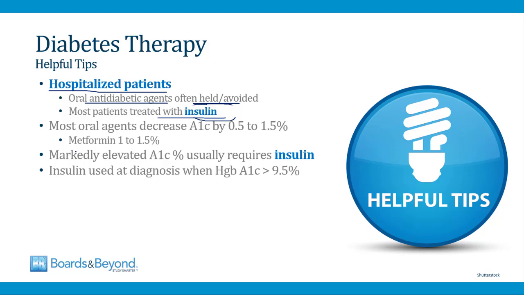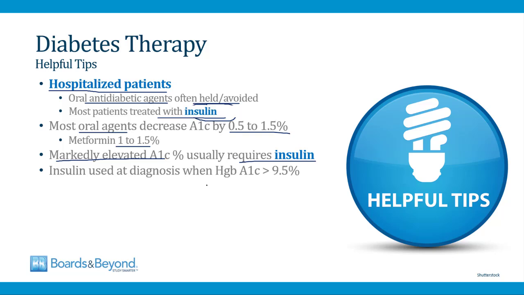You also should be aware for your board exams of the limits of what the oral anti-diabetic agents can do. So most of the oral agents decrease the hemoglobin A1C by anywhere from 0.5 to 1.5%. For example, metformin, which as we talked about is the most common initial drug, can decrease the A1C by 1 to 1.5%. So what this means is when patients have a markedly elevated hemoglobin A1C, they're usually going to need to be treated with insulin because only insulin can bring down the A1C by numbers like 3, 4, or 5%.